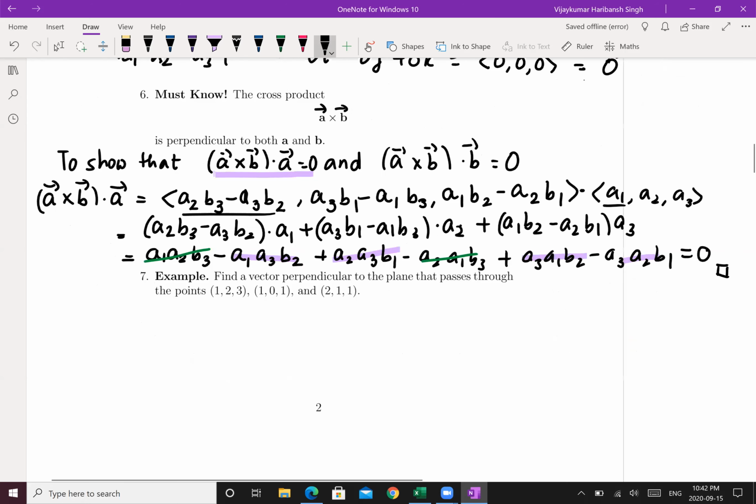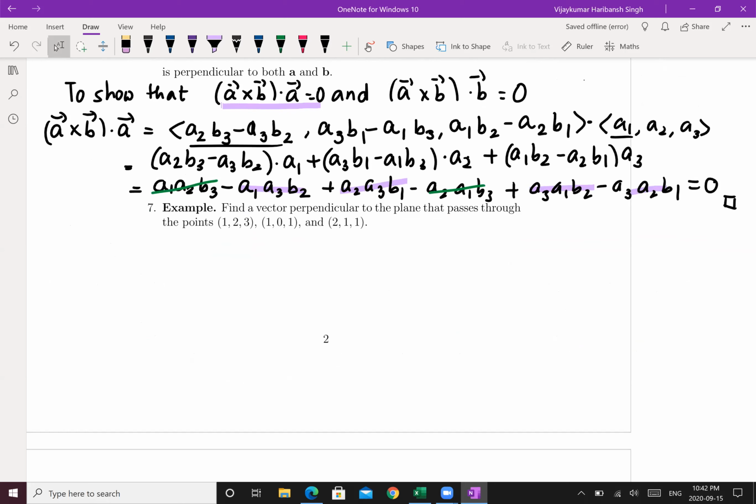It's easy to find, do this problem. Find a vector perpendicular to the plane that passes through (1, 2, 3), (1, 0, 1), and (2, 1, 1). So let's call these P, Q, and R. You take P, Q, and R. You will have a unique plane passing through these.